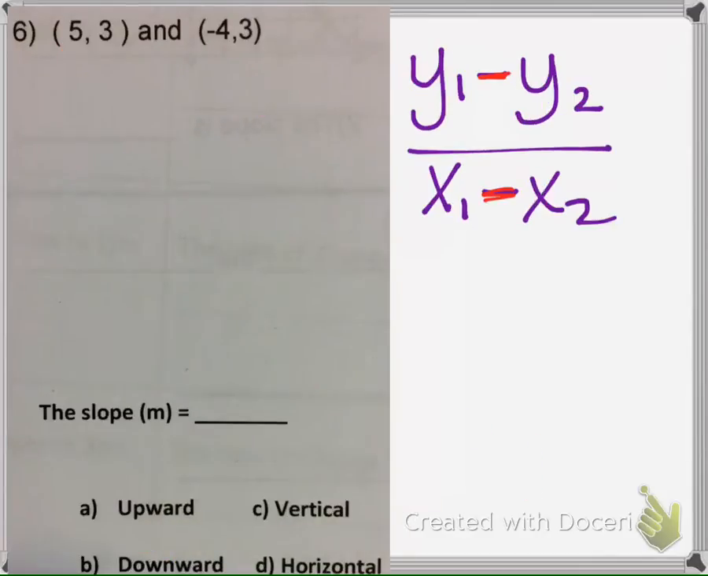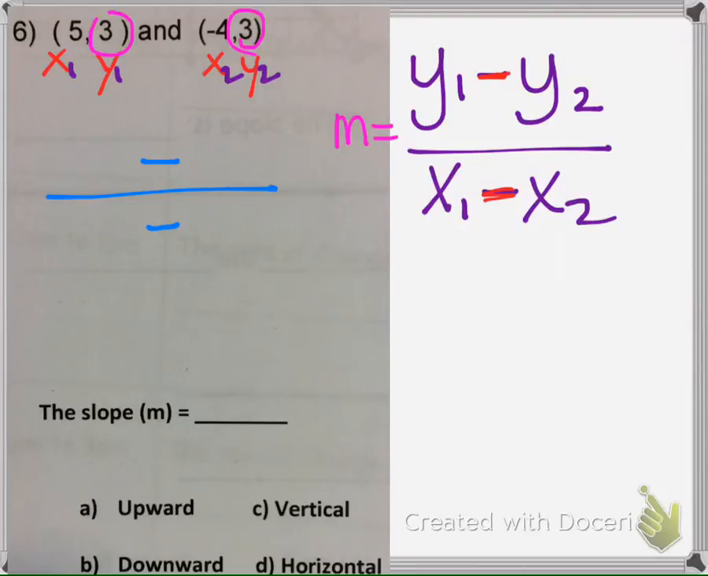Okay, so let's go ahead and find the slope between these 2 points. So this is x, this is y, this is x, and this is y. I'm going to have this be my first ordered pair, this be my second one. And I'm going to go ahead and use the formula for slope. So m is slope. So to find slope, we're going to subtract the y's. So 3 minus 3. And then we're going to subtract the x's. So since I started with 3 here, I need to start with 5 here. So 5 minus negative 4.